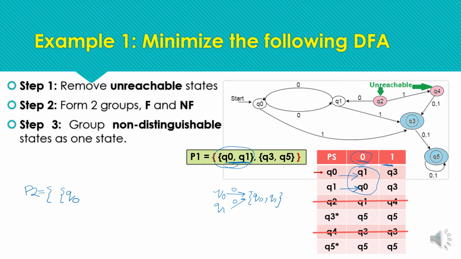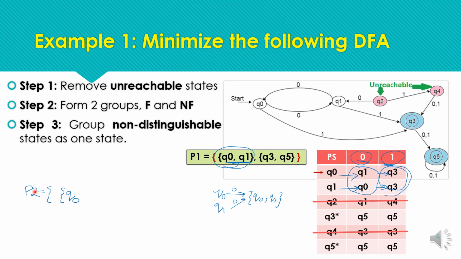Now let's check for input symbol 1 whether the resulting states belong to the same group or not. From Q0, for input symbol 1, we move to state Q3, and from Q1 we move to state Q1. Since the resulting state is a single state, it must belong to only one group. One state cannot be part of two groups in any partition.